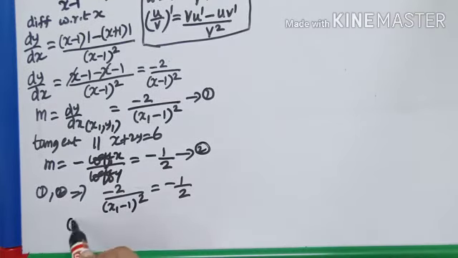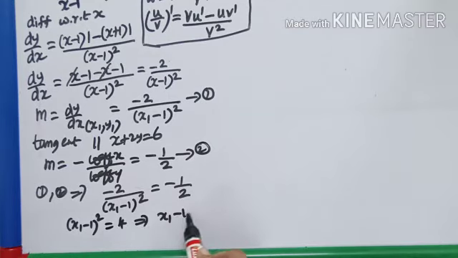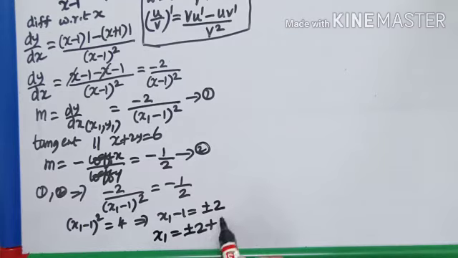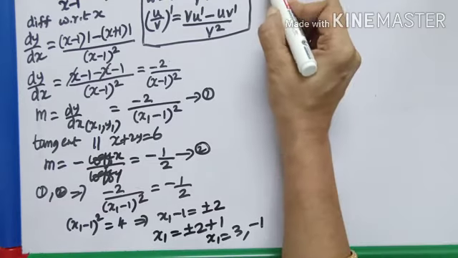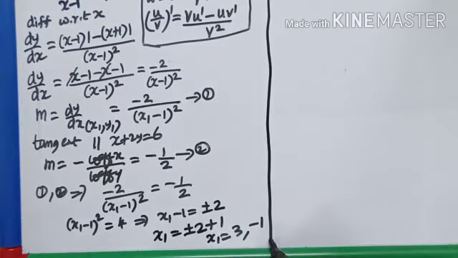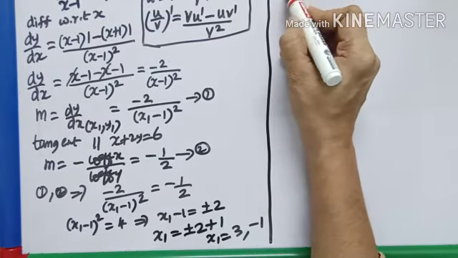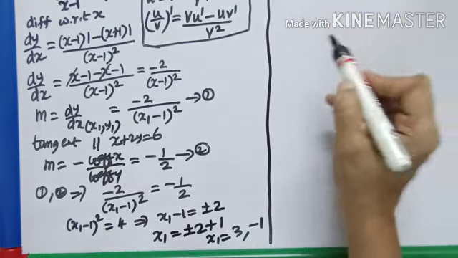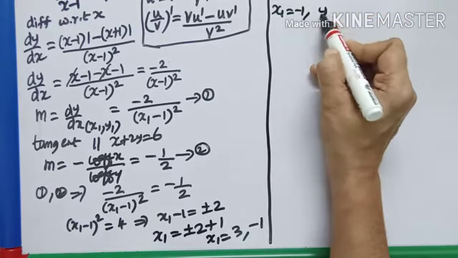Cross multiplying, the minus and minus cancel. x1 minus 1 the whole square is 4, or x1 minus 1 is plus or minus 2. Whenever I am taking a square root, remember to put plus or minus. x1 equals plus or minus 2 plus 1, so x1 equals 2 plus 1 is 3, or minus 2 plus 1 is minus 1. As I get x values, substitute in the given equation to get what y is.